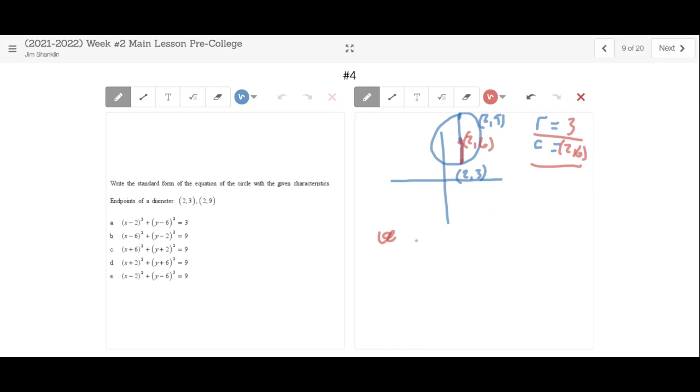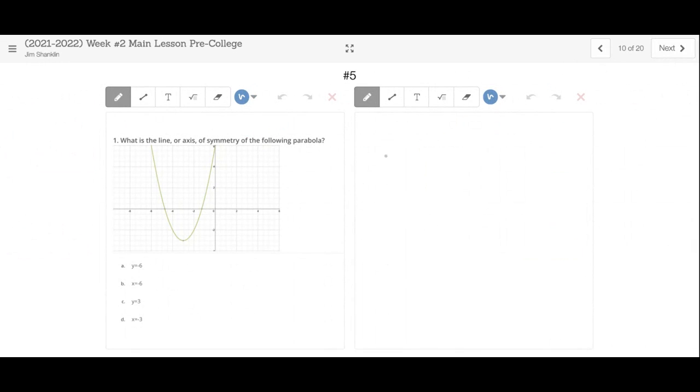So (x - 2)^2 + (y - 6)^2 = 9. What one is that? (x - 2)^2 + (y - 6)^2 = 9. I'm going to go with letter E for that problem. So that one was a little bit trickier. We had to think about the diameter of a circle.